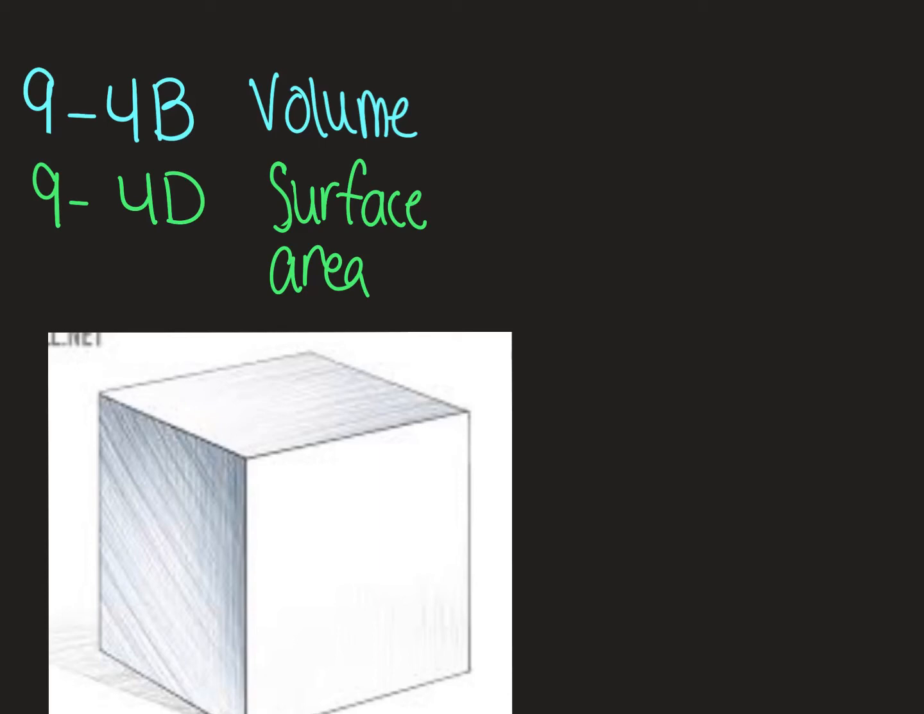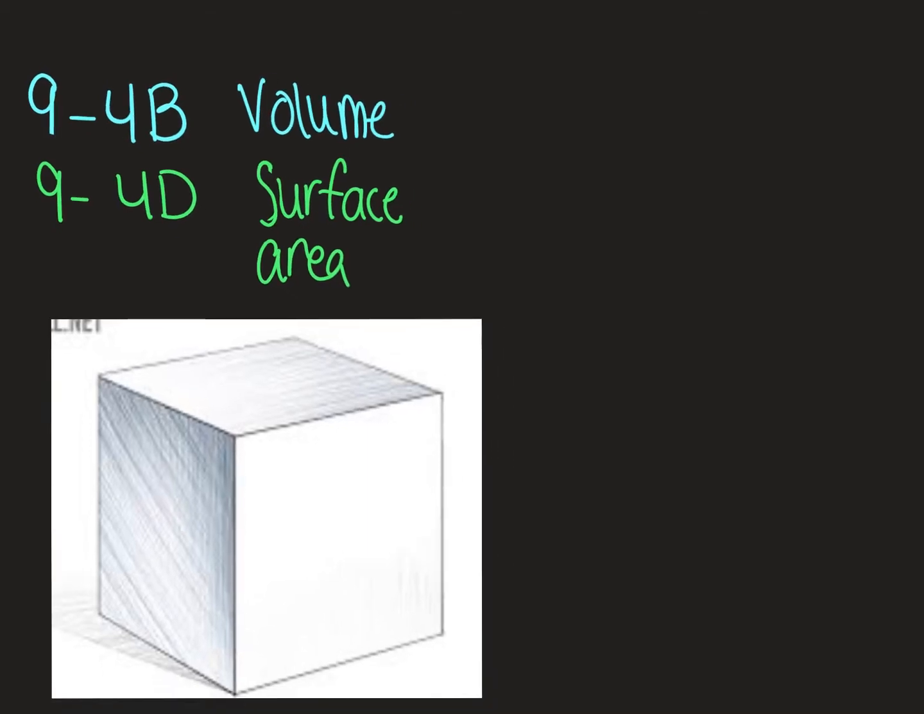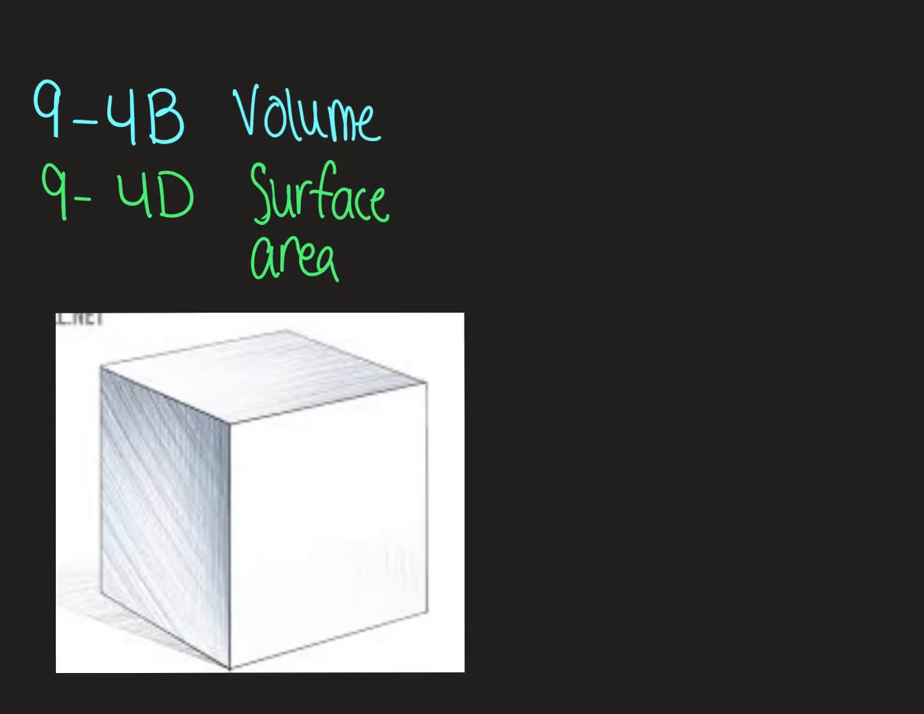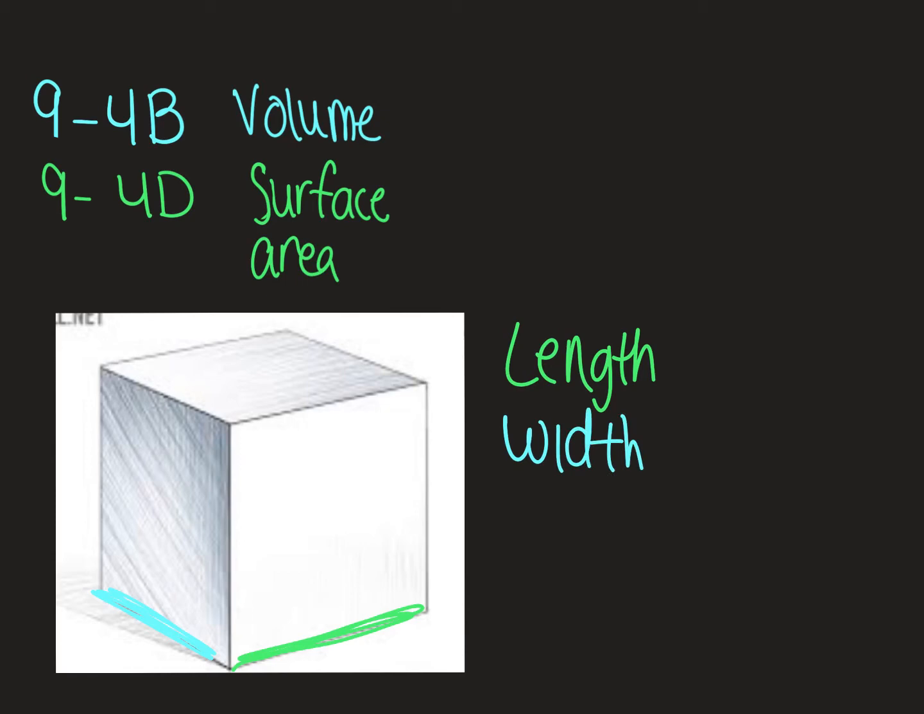Today's video is all about volume and surface area. So volume is what we were talking about with our little cubes. We were finding out how many little cubes made up our prism. So I'm going to use words like length, so that would be the green measurement. Width, that would be our blue measurement. And height, that would be our pink measurement.